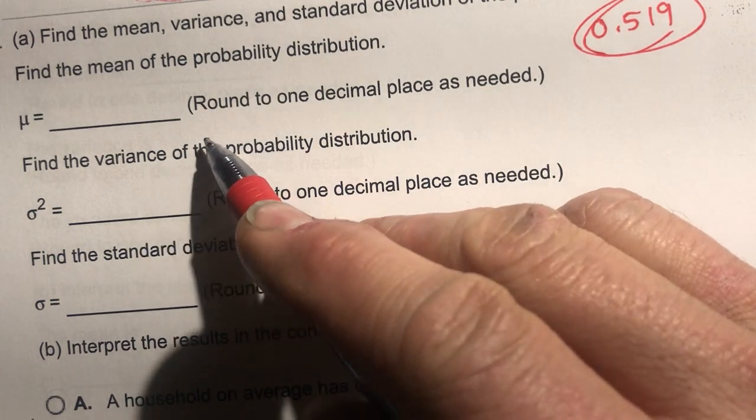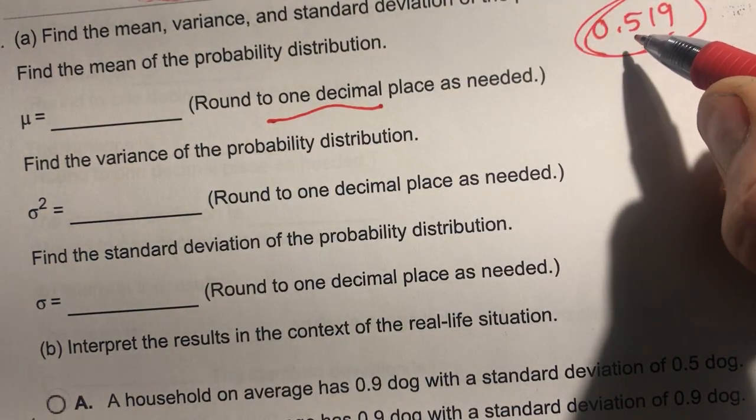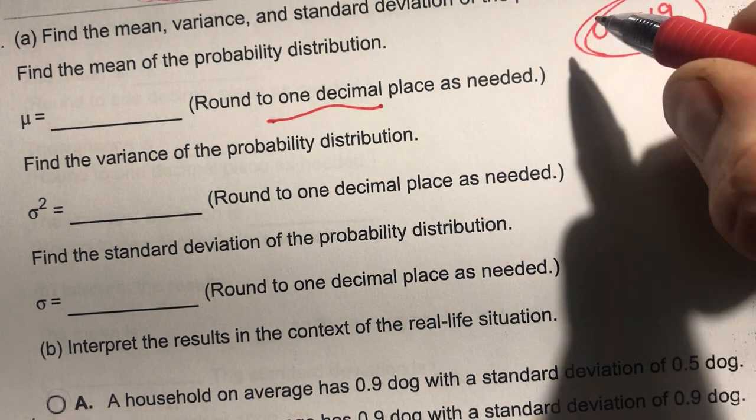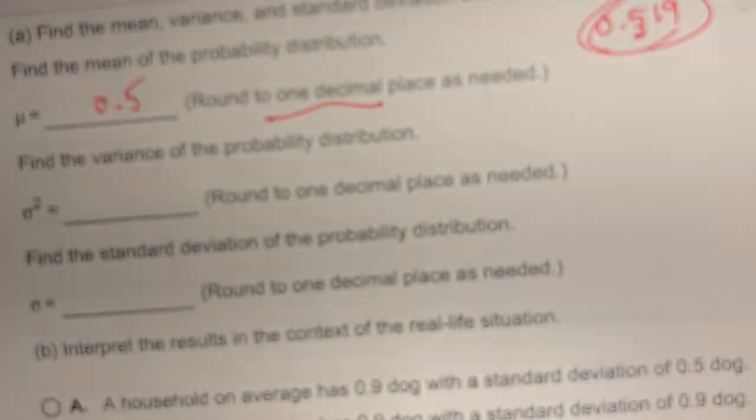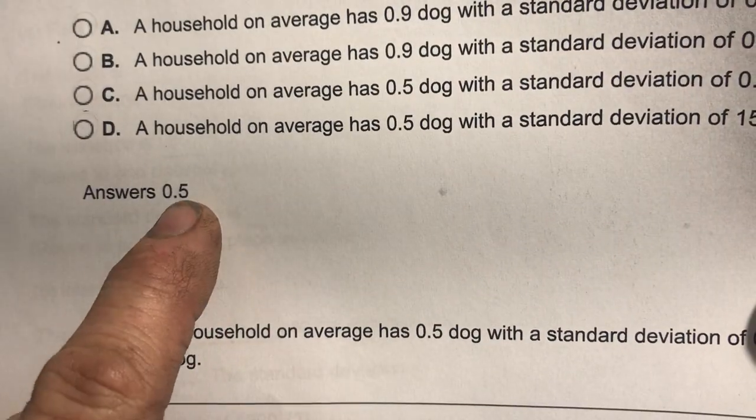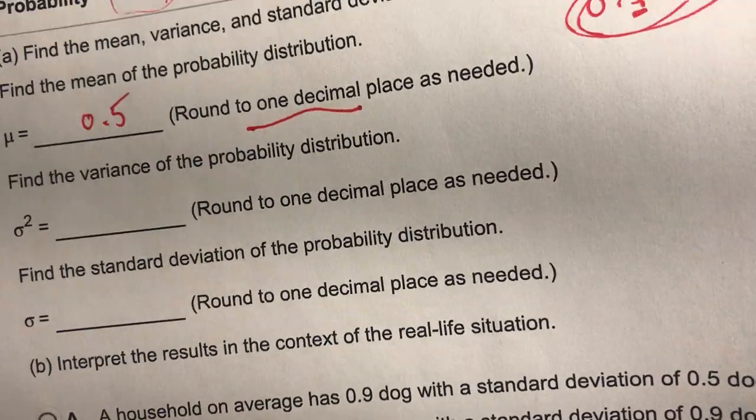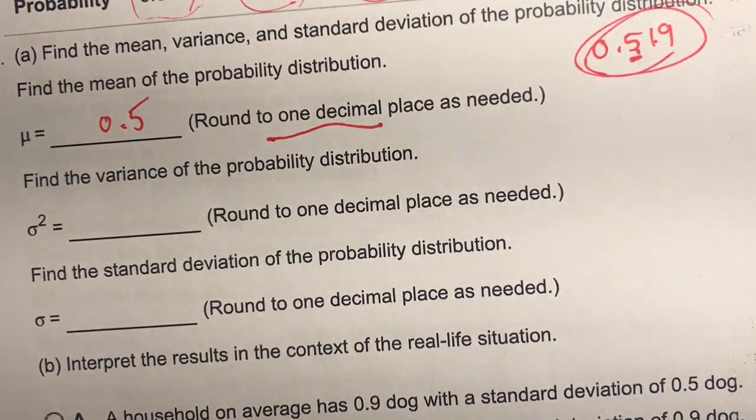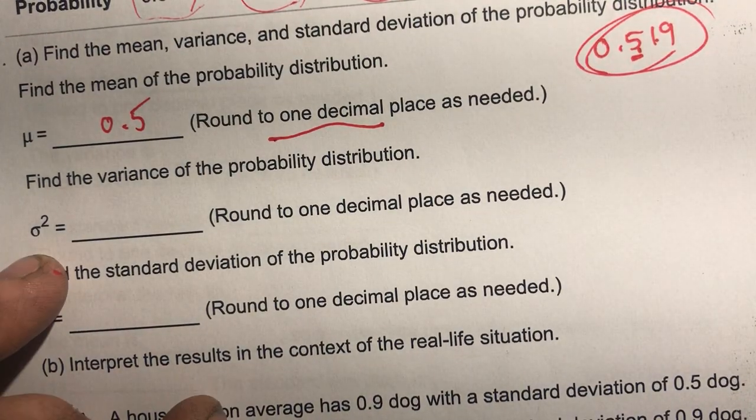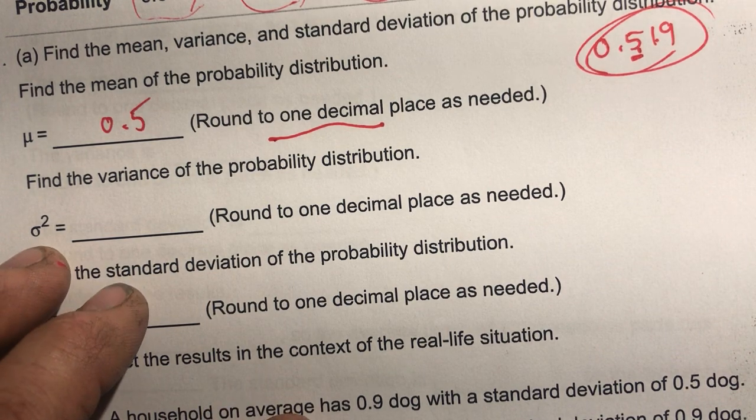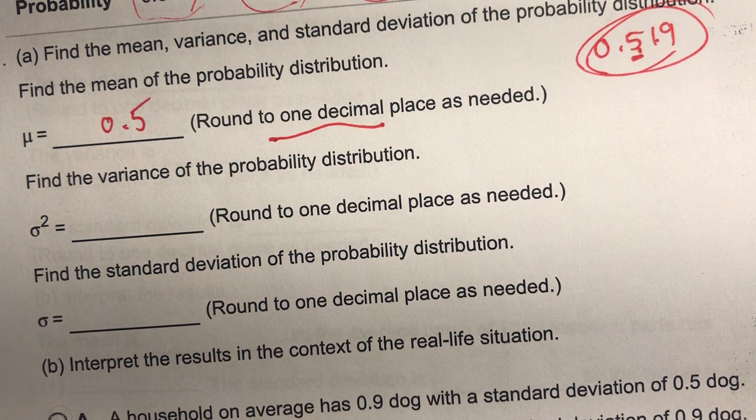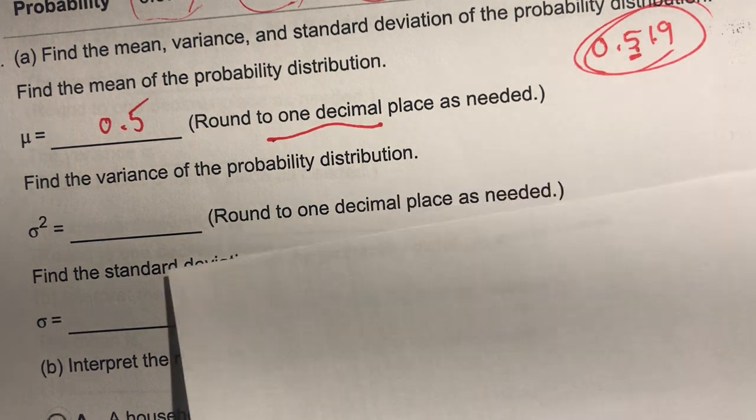It says round to 1 decimal place. So the 1 does not make the 5 go up, it's 0.5, and we're in good shape because that's what the answer is. Now, we want to find our variance.